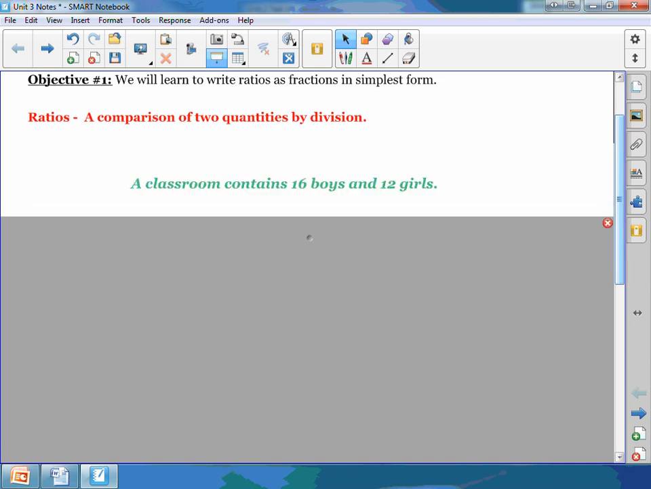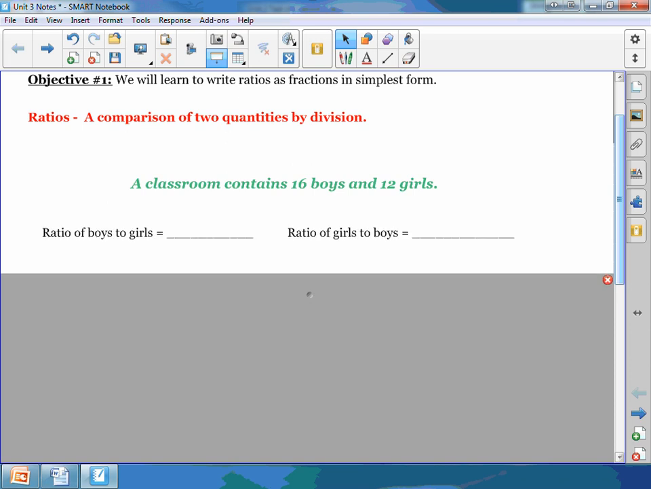A classroom contains 16 boys and 12 girls. Big class, 28 kids, right? The basics of it. How would you write, or how would you report out to somebody the ratio of boys to girls? We see ratios all over the place and making comparisons.